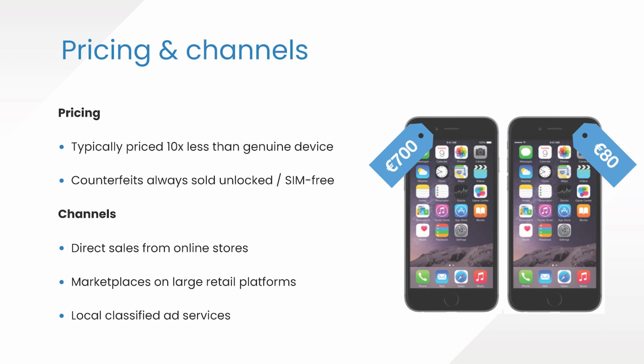So where are people getting them? How much do they cost? First thing, price. They're typically sold at about 10 times less than the real equivalents. The iPhone 10 you saw cost me 80 euros, and it is perfect. So 10 times less than the real equivalents. They're sold unlocked, so they're ready to go on any network. The channels that they're purchased through take 3 forms.